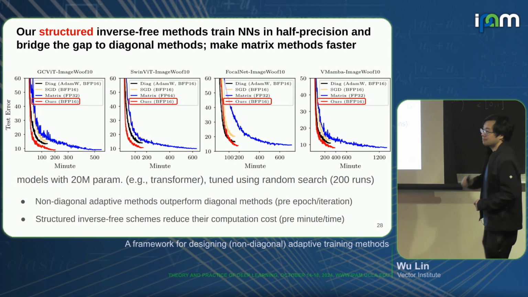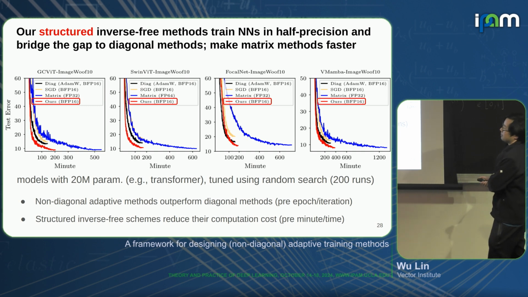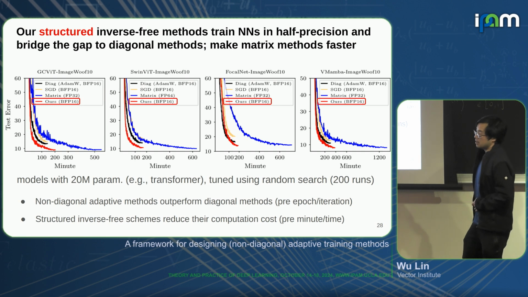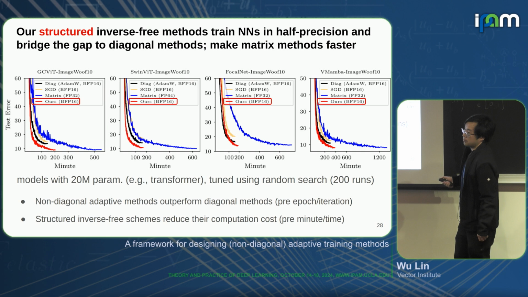But in terms of time, we can see that our method is in fact 2 times faster than the existing matrix methods. This is because our method is inverse-free and decomposition-free.